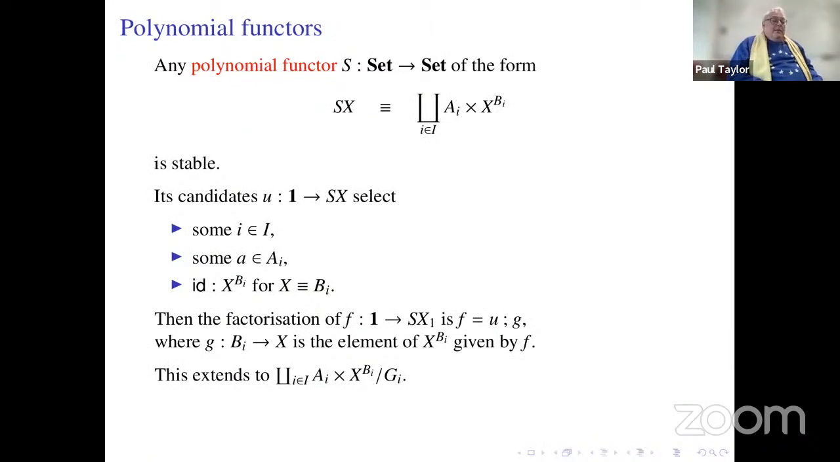And then applying this to something a bit more familiar to you, a polynomial functor, one of that kind. In this case, the candidates select a member of the coproduct and a member of the coefficient set and the identity in this exponential, and then the factorization fills in the appropriate function like that. This construction still works if we divide those exponentials by automorphism groups on the set B_I.